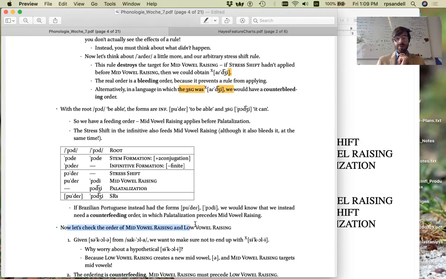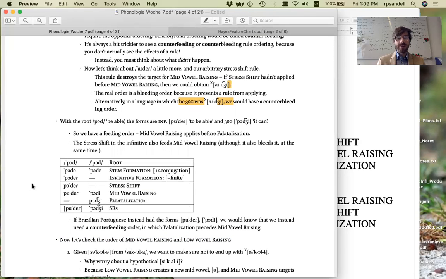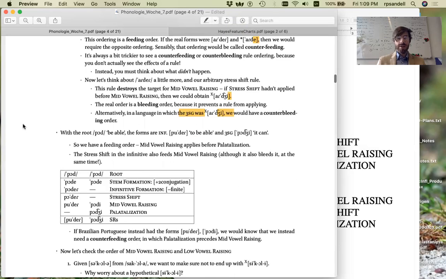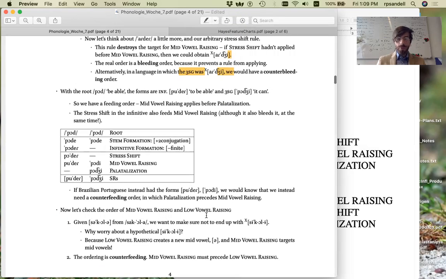Let's now think further about the interaction between mid-vowel raising and low vowel raising, which I mentioned earlier. And let's take as an example the derived form of the word sack in the data on the first page. So this is in row number 5, the word for sack, and the word for handbag. The word for handbag is socolo. Now here, we want to make sure, based on the two rules of mid-vowel raising and low vowel raising, that we don't ultimately have central high vowels, ɨ, that we don't derive a form sɨcole rather than sacole.